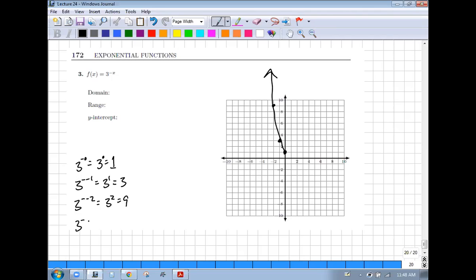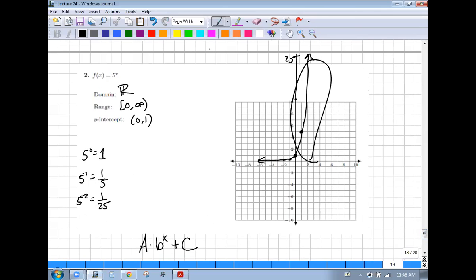Now, if I plug in positive numbers, if I plug in a positive 1, I'm getting 1/3. 3 to the negative 1 is 1 over 3. So if I go to the right 1, I'm at 1/3. If I go to the right 2, I'm getting 1/9. Okay, so if you make this negative, this is what you call exponential decay. So if you're looking over here, this thing is decaying exponentially. It's getting smaller and smaller. Whereas up here, we're looking at exponential growth.